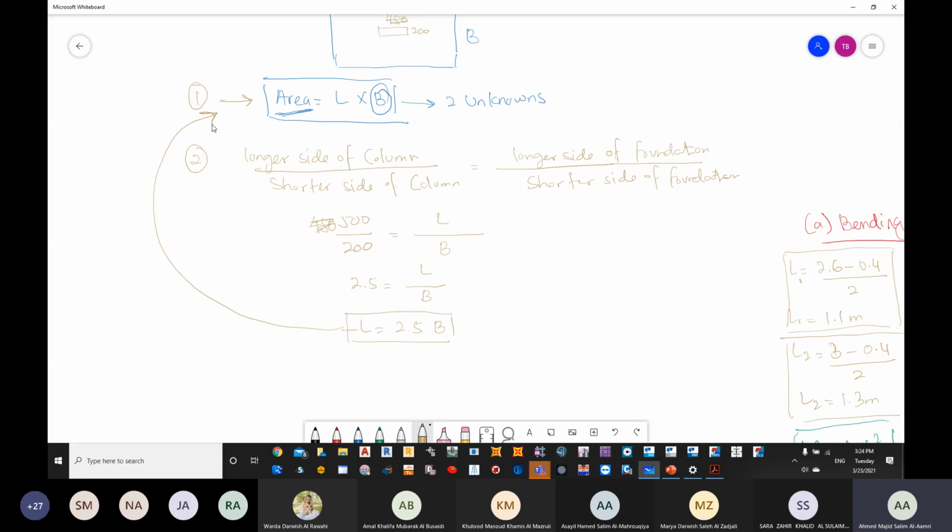Are we clear? If the dimensions are not given, what will you do? Once again, we are taking the ratios of the sides of the column to counteract the huge effect of the moment.